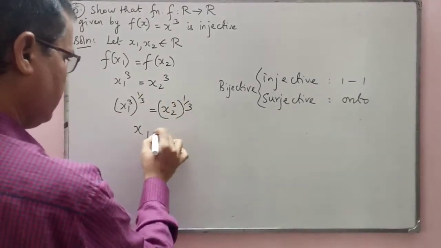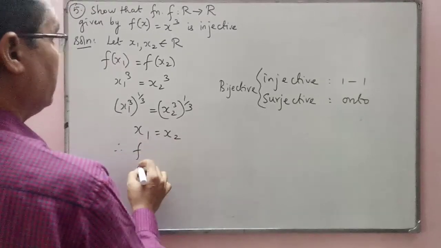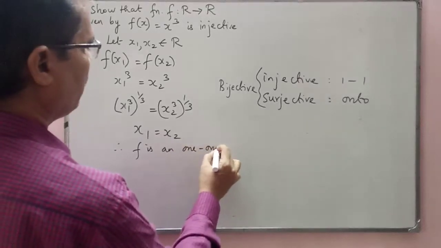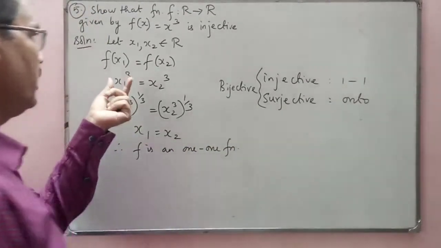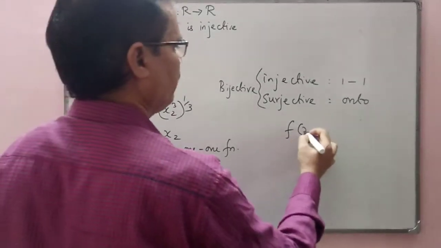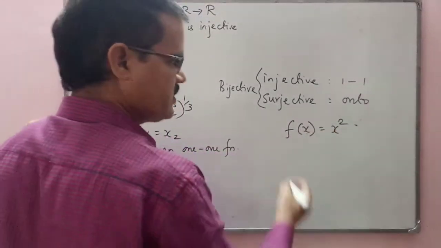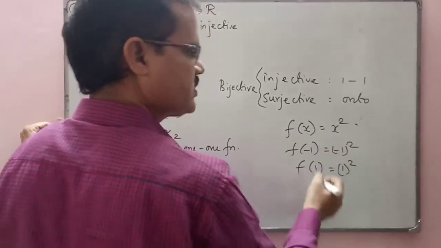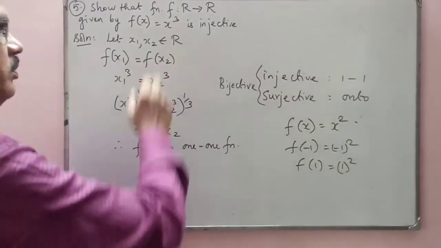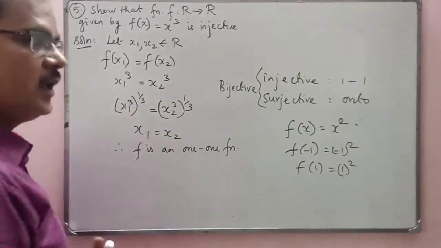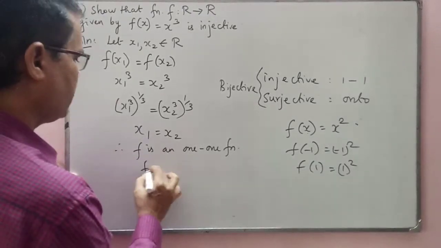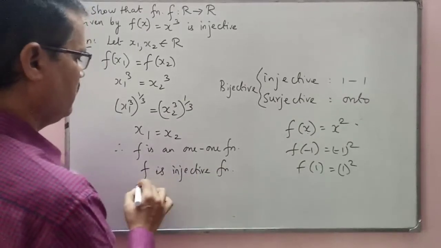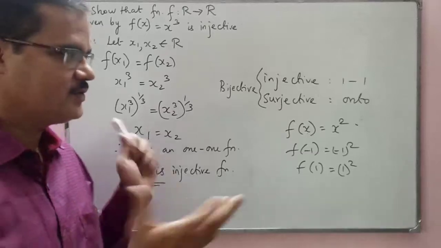3 and 3 get cancelled, we will get x1 is equal to x2, therefore f is a 1 to 1 function. We have proved. Can you say, if f of x equal to x square, can I do it like that? No, you cannot, because f of minus 1 will also be minus 1 squared, f of 1 will also be 1 squared. So this is not 1 to 1. Children, for x cube, when the images are equal, you are getting elements equal. So this is a 1 to 1 function, therefore f is an injective function. You have proved. This completes question number 5, children. It's a very simple question.